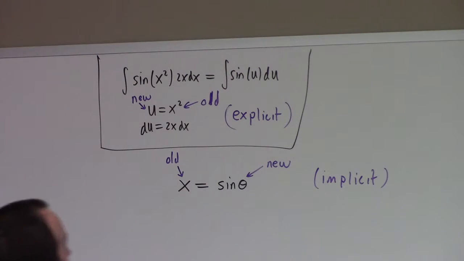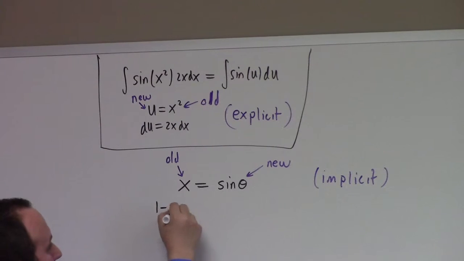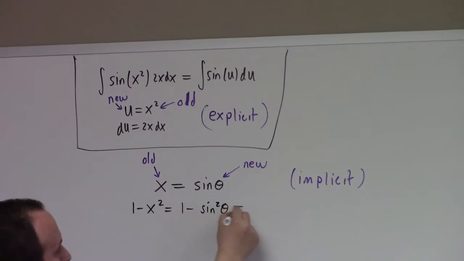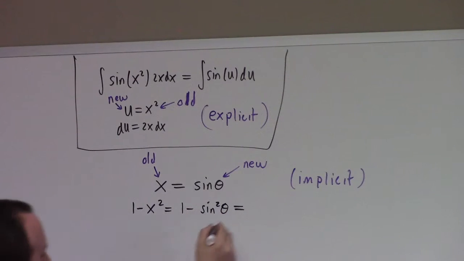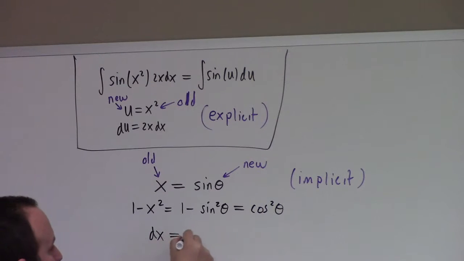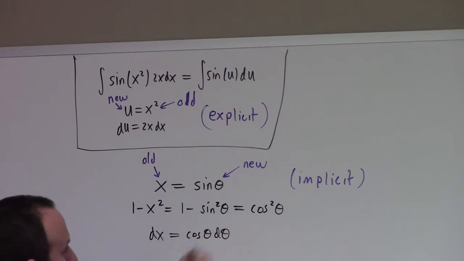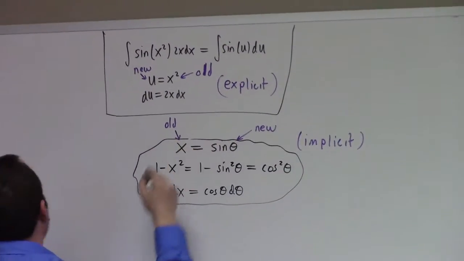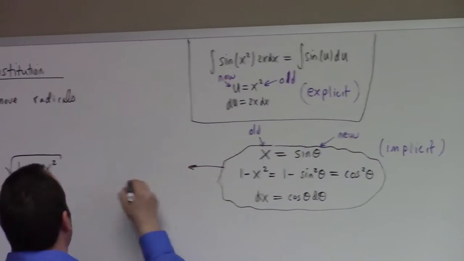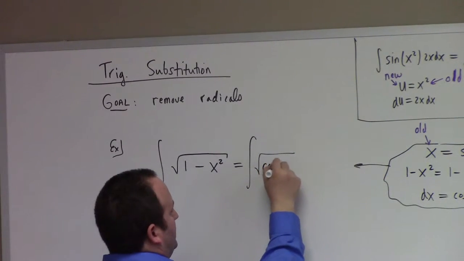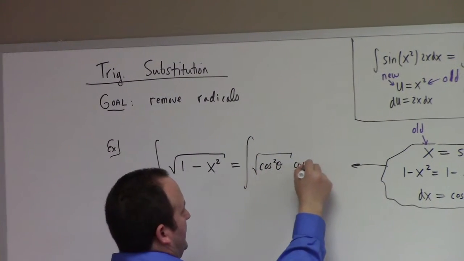So once we have that, I'll show you why we care. What's 1 minus x squared? 1 minus sine squared theta, which is what? Cosine squared theta. And what about dx? Well, dx is cosine theta d theta. So there's our thought bubble for what I'm about to do over here, which is that this is actually the integral of the square root of cosine squared theta times cosine theta d theta.